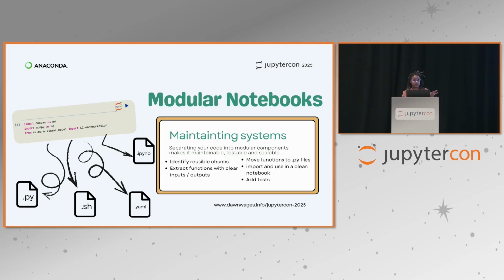So if you're doing it after the fact, the actual answer to the question on how to make modular code: you'll want to identify your reusable chunks, extract functions with clear inputs and outputs, move functions into your .py files, import and use a clean notebook, and then add tests. But what does that necessarily mean, and what are some patterns that you might see arise as you are building the components of a maintainable, testable, and scalable notebook?